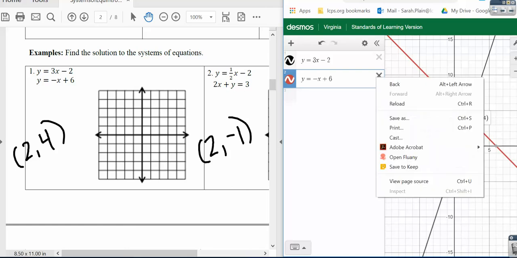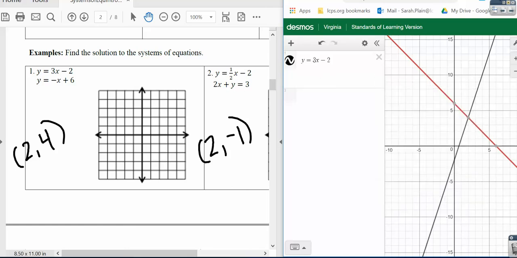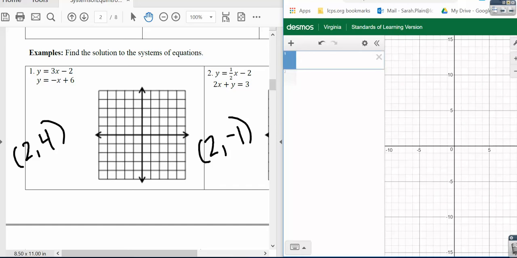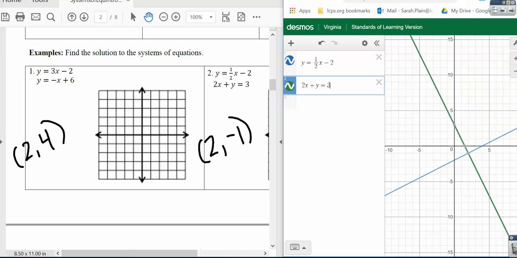And if I do example 2, y equals 1/2 x, I have to hit the right arrow to get off the fraction, minus 2, and 2x plus y equals 3. If I click where they intersect, I get 2, negative 1. So sure enough, I did it correctly. So Desmos is wonderful because you can always check your answers to ensure that you get the correct answer.